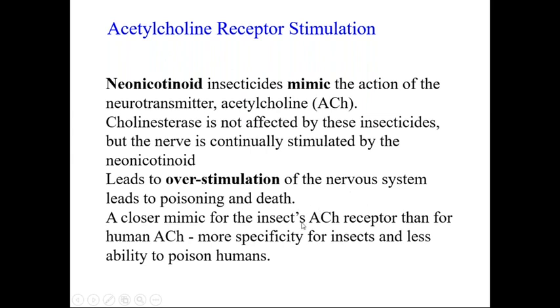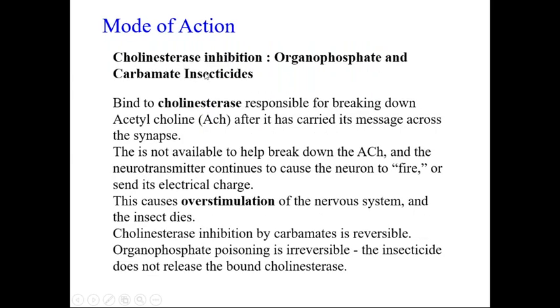So it is a closer mimic of the insect's acetylcholine receptor than of the human acetylcholine receptor. That is, the binding of the carbamate to the receptor is much greater in the case of insects. So therefore, carbamates have a lower ability to poison humans, unlike the organophosphates and some of the carbamate insecticides.